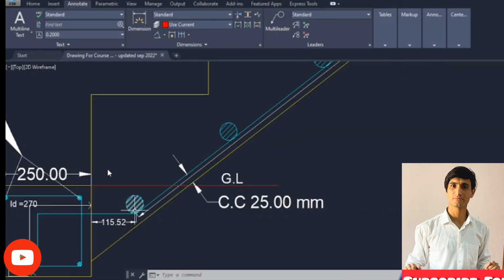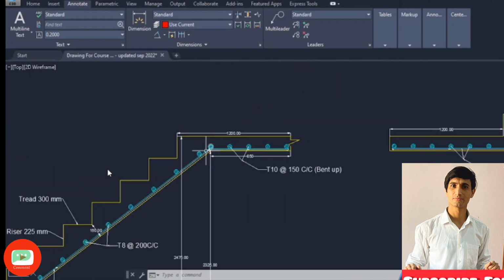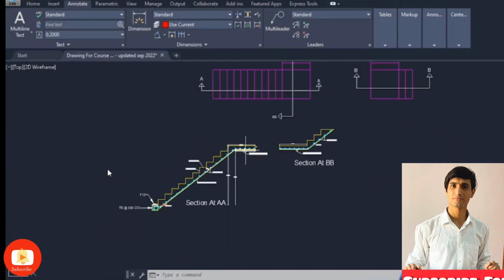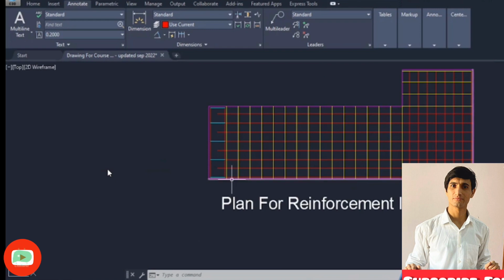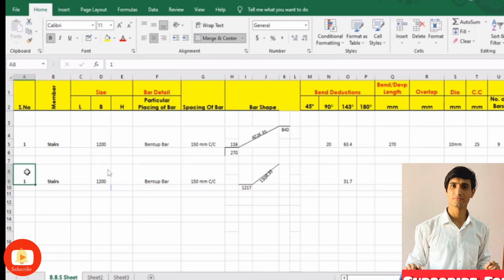It is going to start right from this position up till here. So we need to find out this inclined length in order to find out the number of bars. And in order to find out cut length, what we need to do is from the width of the stair, we need to deduct the concrete cover from both ends. So let's move over here. This is number 2, this is number 3.